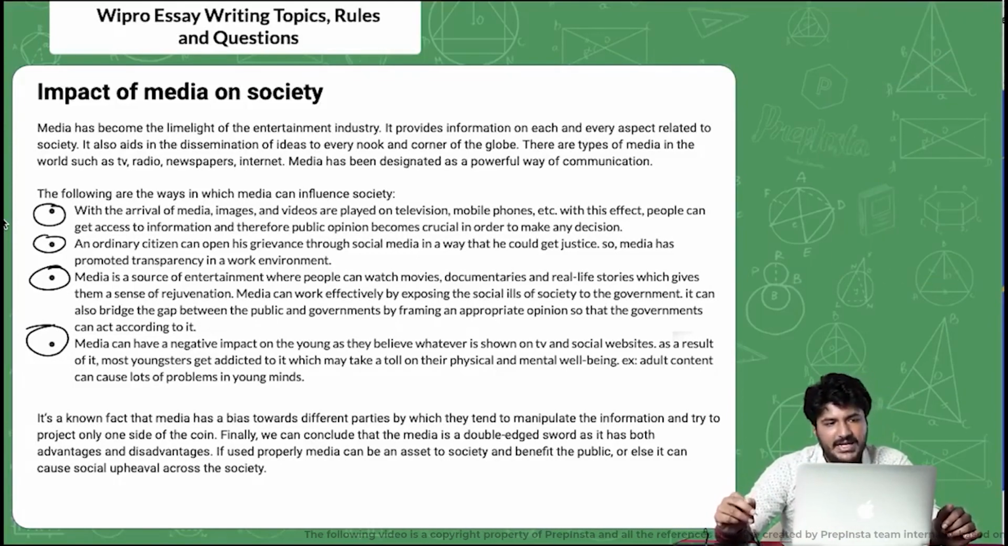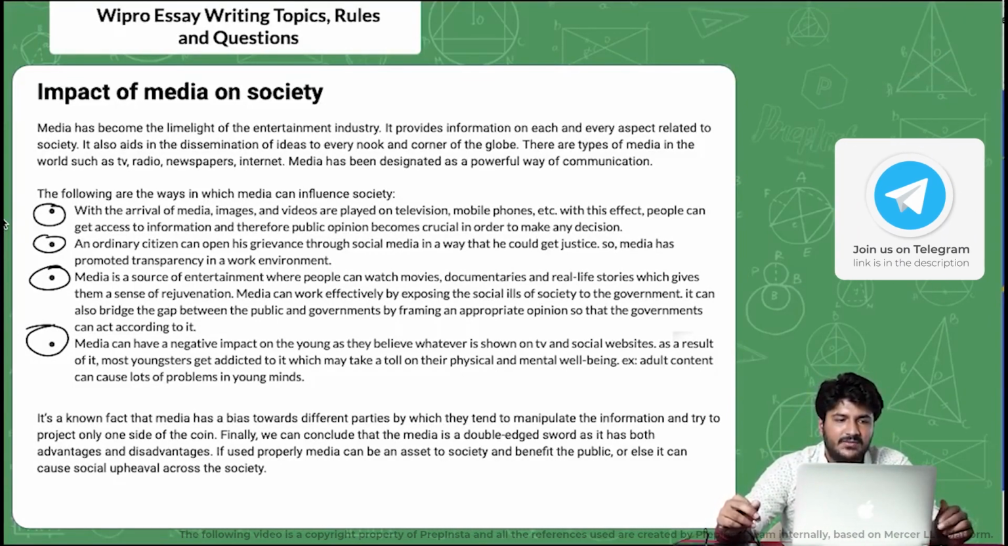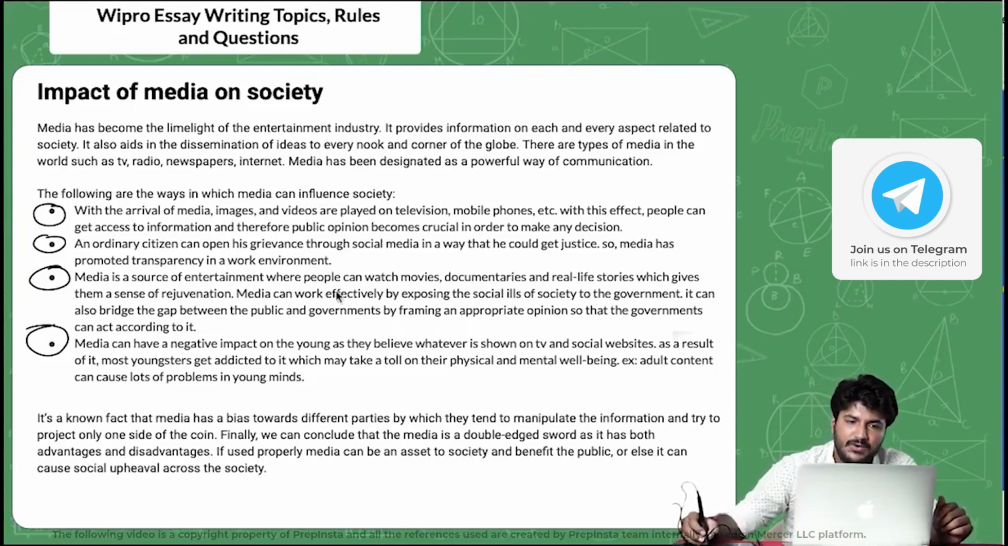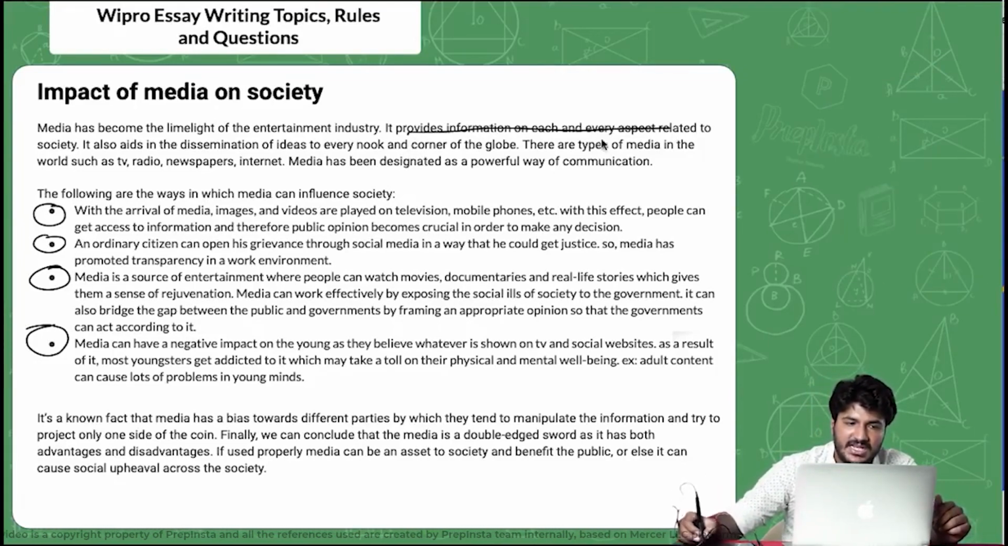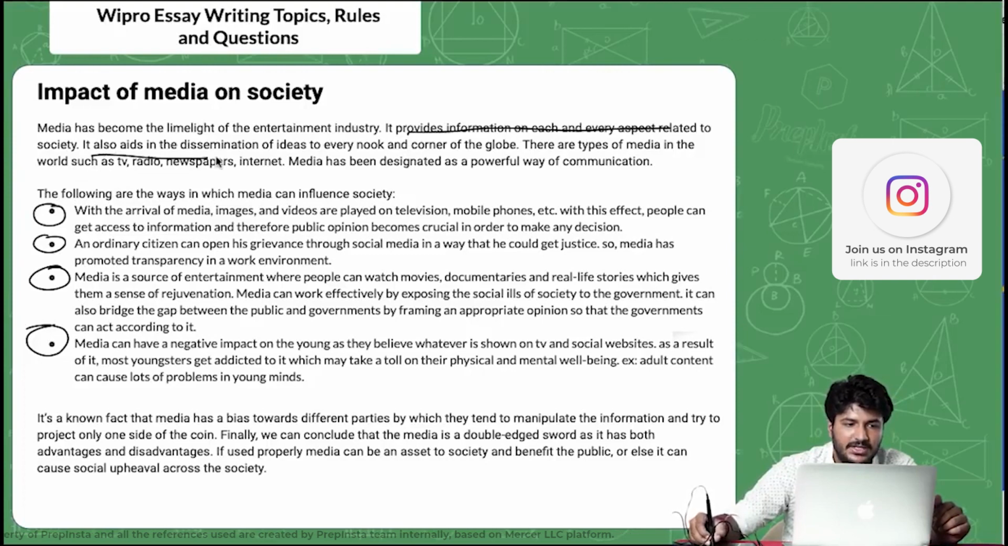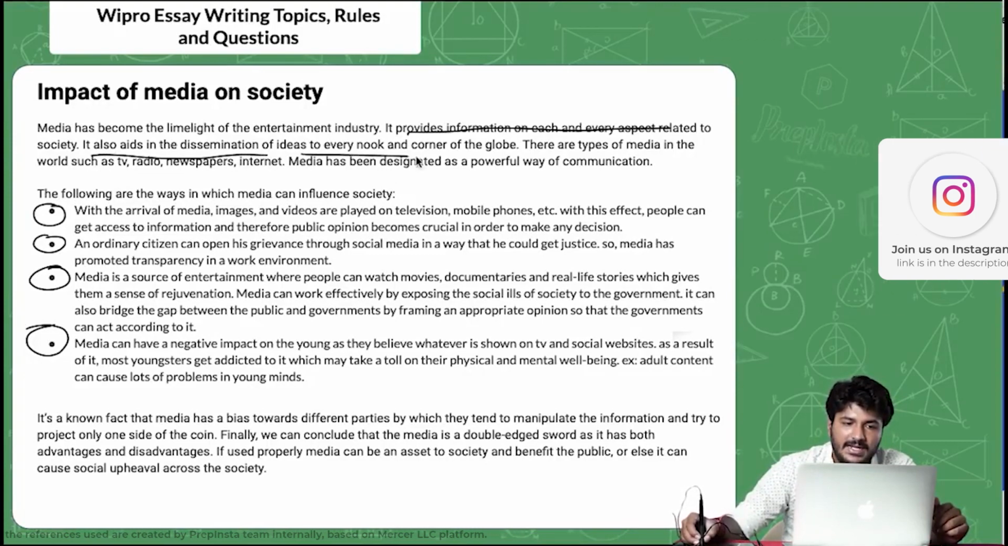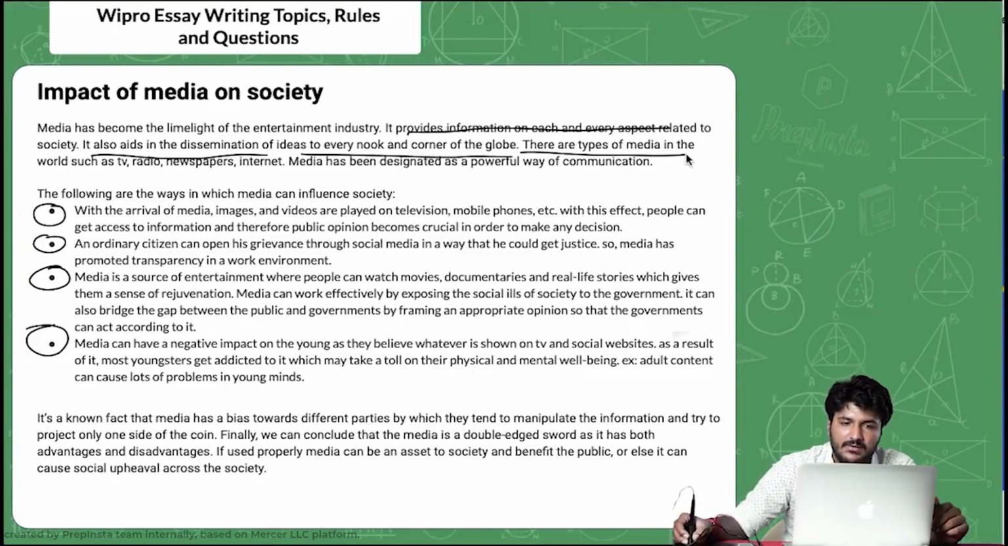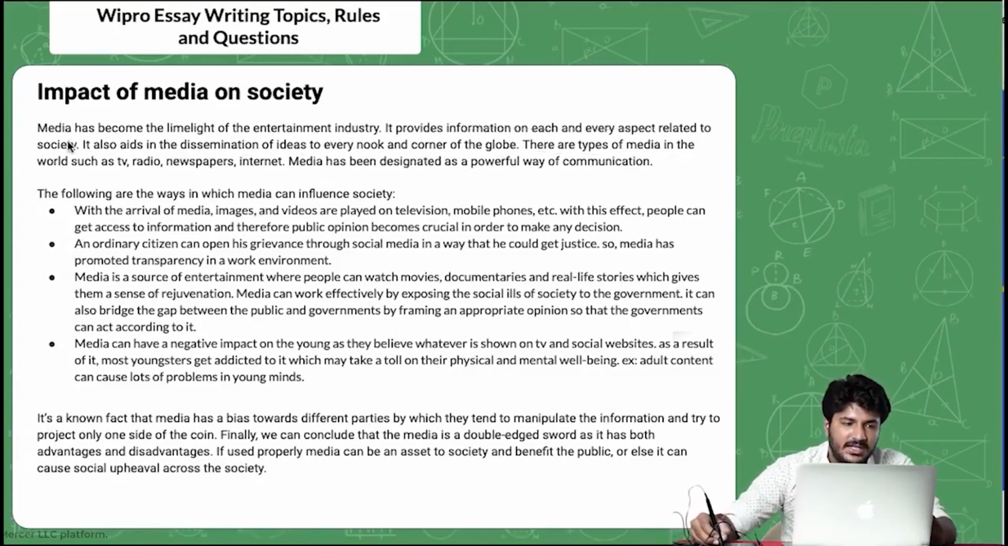So first paragraph: media has become the limelight of the entertainment industry. It provides information about each and every aspect related to society and also aids the dissemination of ideas in every corner of the globe. There are types of media such as this. So first good thing is he's introduced the topic correctly. So introduction, complete points.